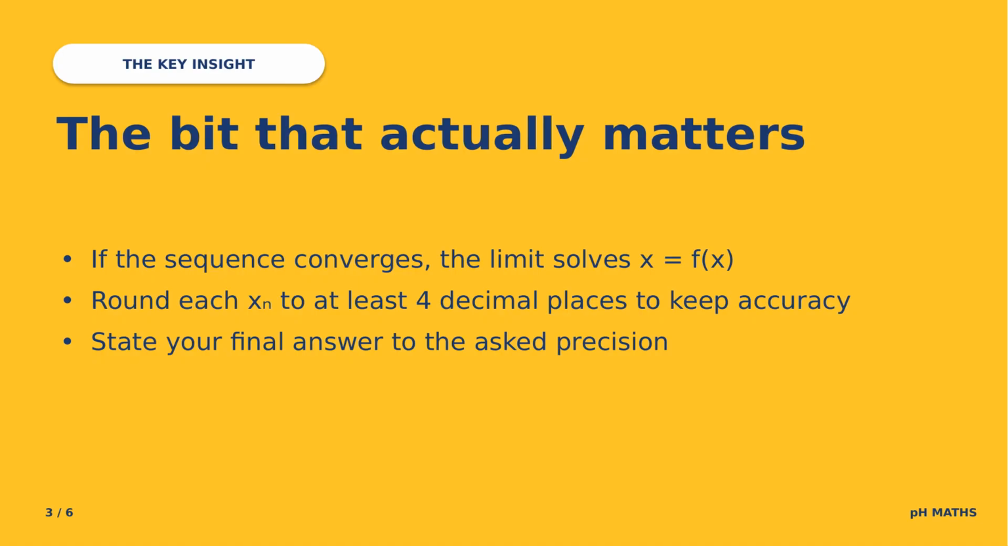Key insight. If the sequence converges, meaning successive values get closer together, the limit solves the equation x equals f of x. So iteration is a way of solving equations that can't be solved by algebra. Round each x to at least 4 decimal places during the iteration. Round only at the very end to the asked precision.